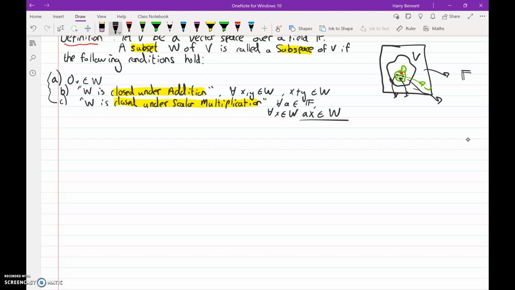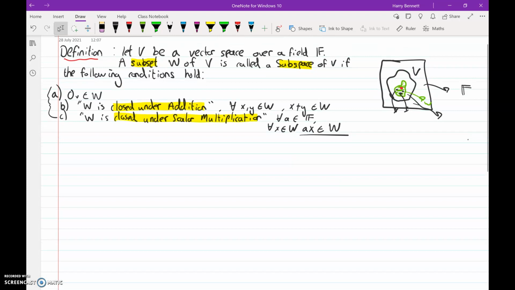And these two properties here mean that if these hold for any a in F and any x and y in W, then that means we have a subspace, and that subspace is a vector space. So that's what we'll be checking in the following examples.